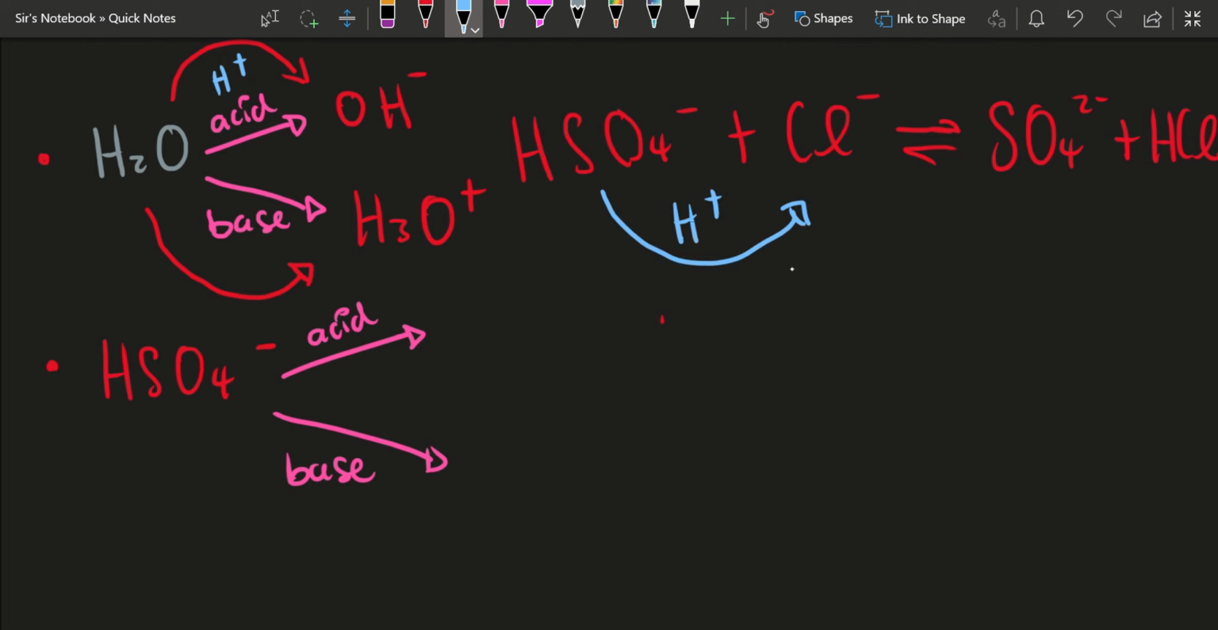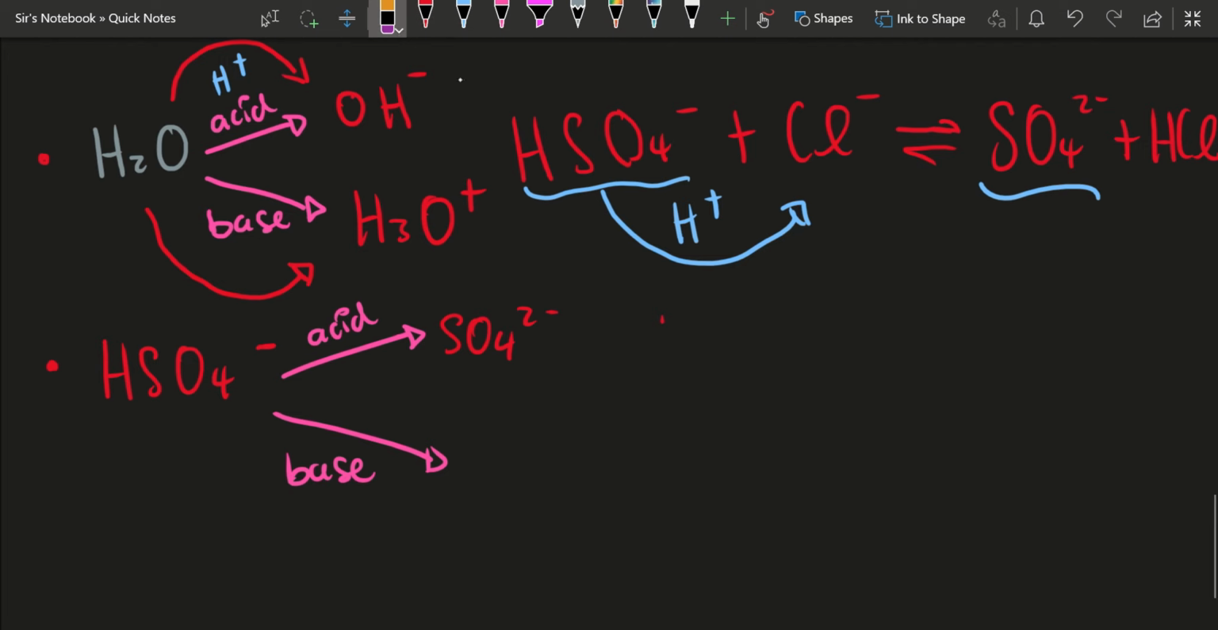Therefore, it acted as an acid. What happens when HSO4 minus acts as an acid? It forms SO4 2 minus. So that's what it does here. It forms exactly SO4 2 minus, right?